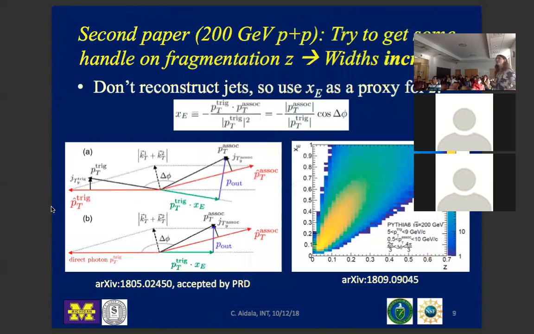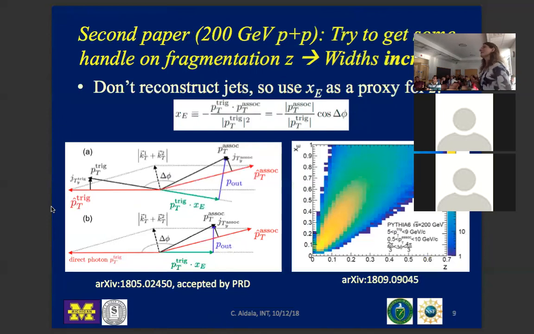So moving to our second paper, which was submitted earlier this year and has been accepted by PRD. Here we are working with 200 GeV pp data, and we tried to get some handle on the fragmentation z. And when we do this, I'll show you in a second, the widths actually increase. Since we don't reconstruct jets, we can't actually measure z. What we use is a quantity that PHENIX had already published previously as a proxy for z, this xE value. So it is dimensionless.